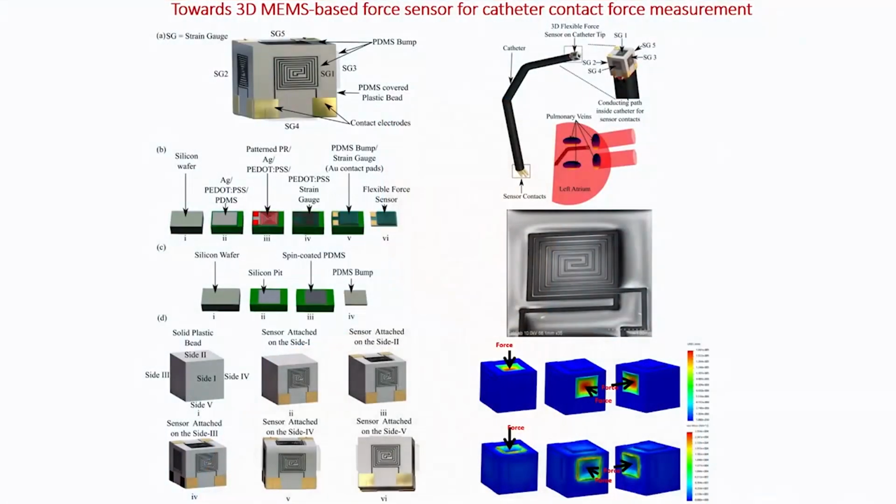So, if you see here on the slide, we will talk about the 3D MEMS based force sensor for catheter contact force. The sensor is nothing but a strain gauge on a flexible material. Let us see the process flow of this particular sensor.